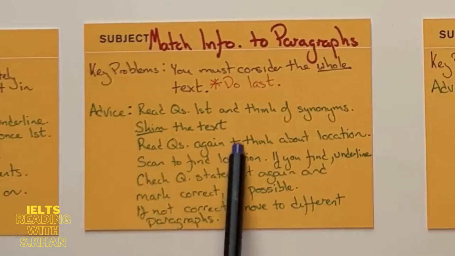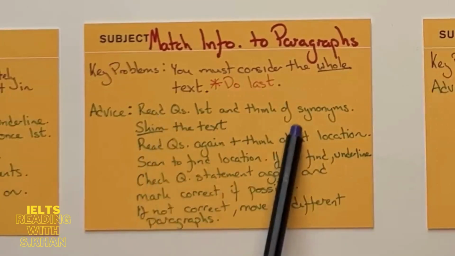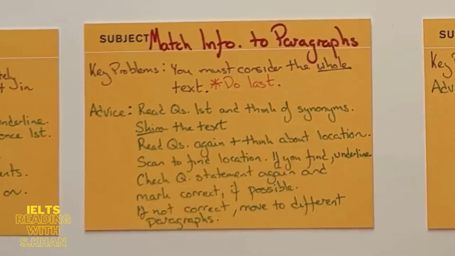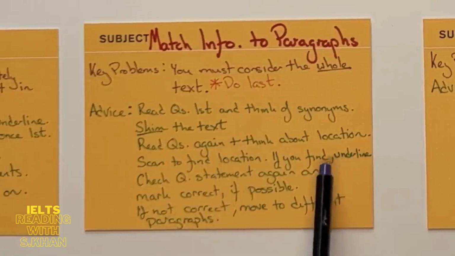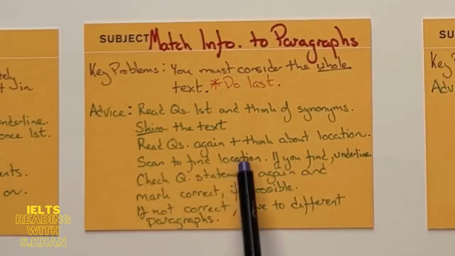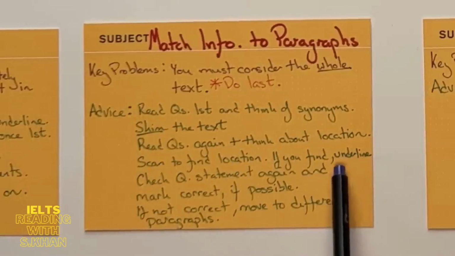Then read the questions again and think about location. So you've read the questions, you understand them, you've skimmed the text, and you're going to go back to the questions. Some of the locations will already be very, very obvious to you, and that will help you scan to find the location. And if you find the location, underline it.